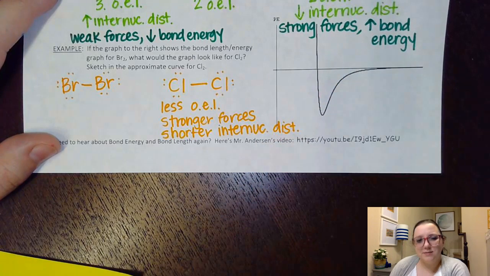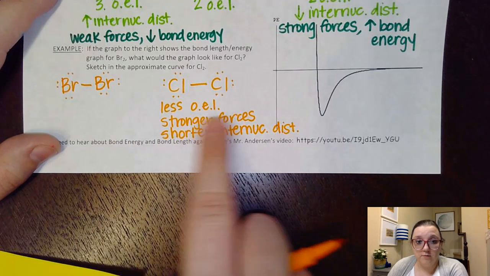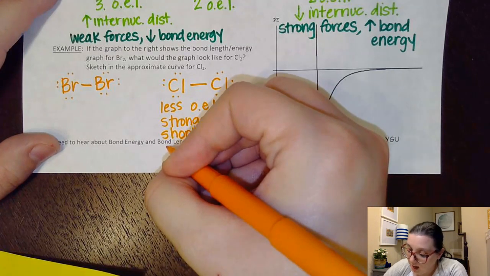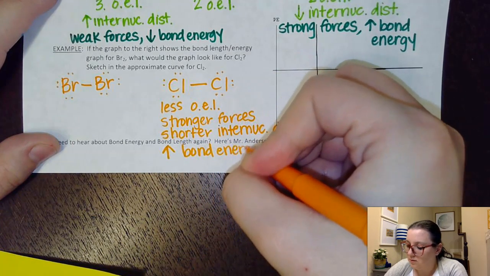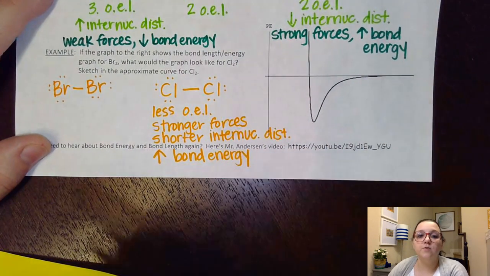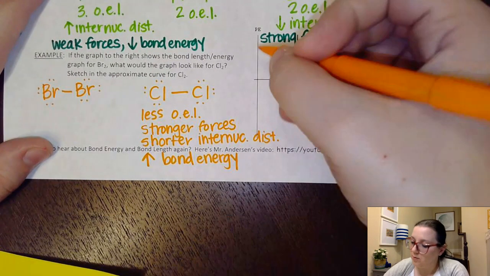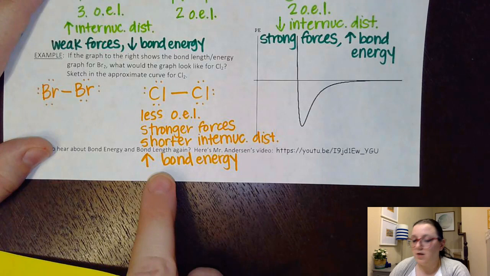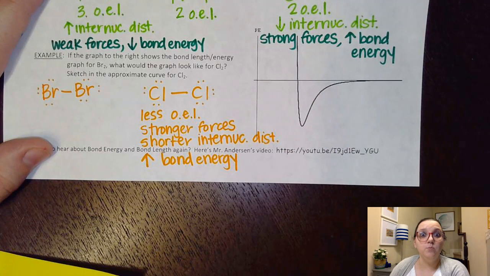Okay. Last but not least, let's talk about the energy. If we said it has less occupied energy levels, so it has those stronger forces because it has a shorter internuclear distance, then what that means is it's going to have a really high bond energy in comparison to the bromine. So if this curve was for bromine, and I now want to draw in chlorine, remember, this part of the curve is energy. Well, we just said that the chlorine is going to have a bigger bond energy to it, which means this dip needs to be more significant.